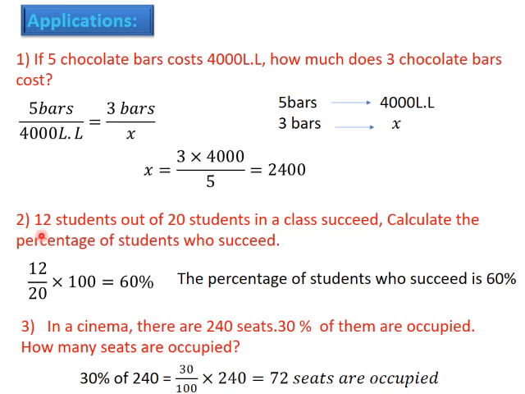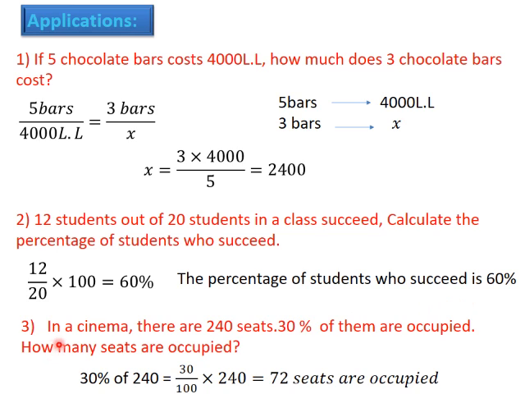Number 2. 12 students out of 20 students in a class succeed. Calculate the percentage of students who succeed. First, we write the ratio. It's equal to 12 over 20. Since we are going to calculate the percentage, we multiply it by 100. Then the answer is equal to 60%. The percentage of students who succeed is 60%.